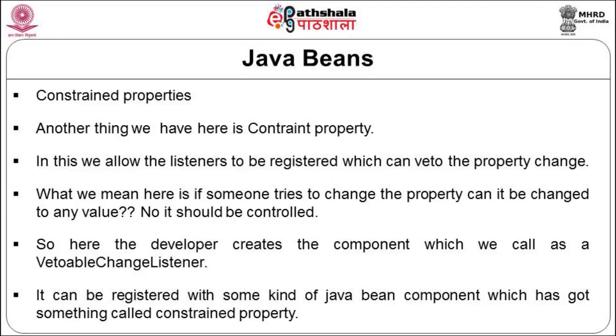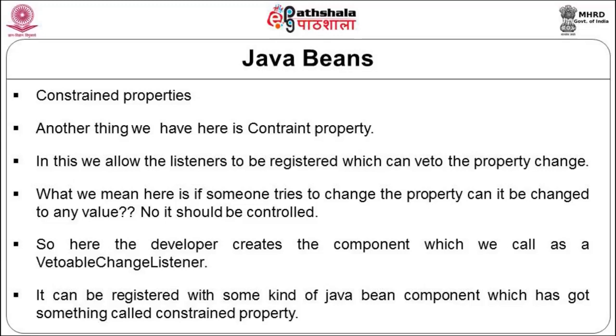We have seen the simple property, and the indexed property, a property with an array. Now we have seen the bound property. Another kind of property which we have here is the constrained property. A constrained property is again a property for which we allow listeners to be registered who can veto a property change.